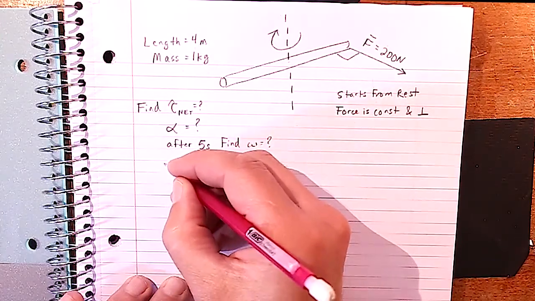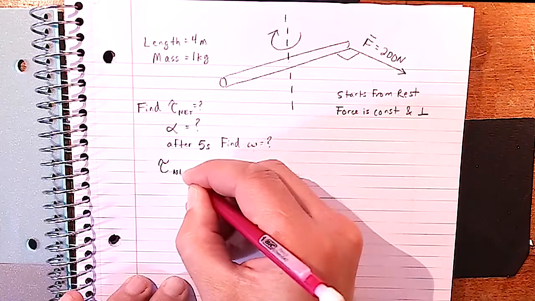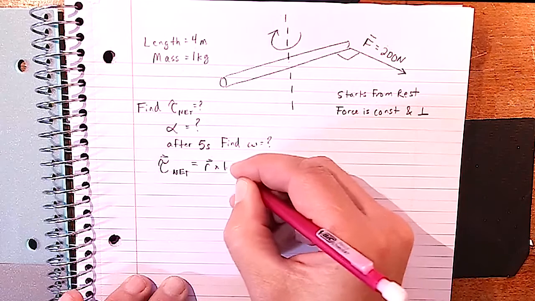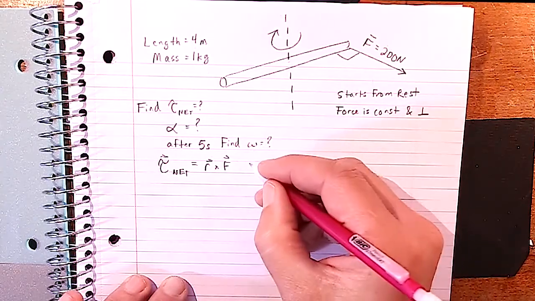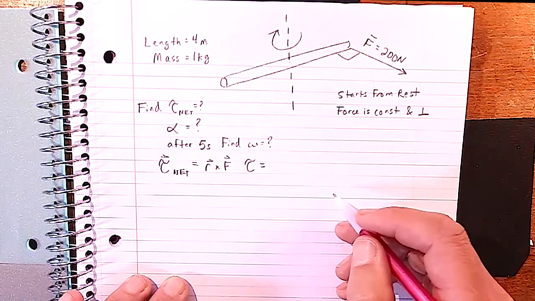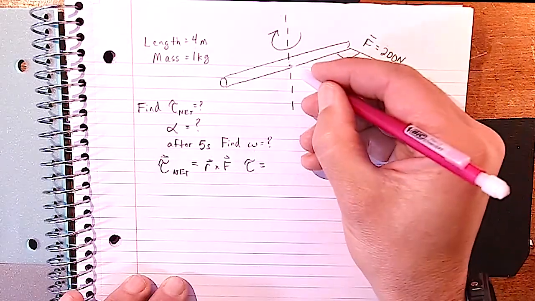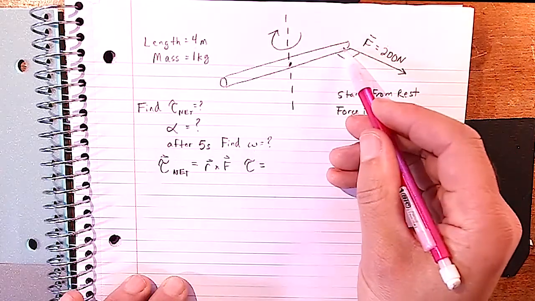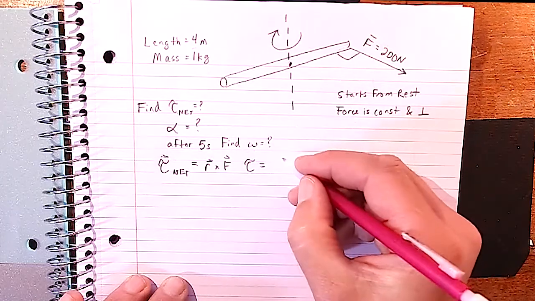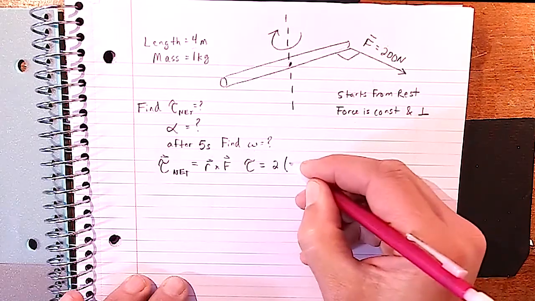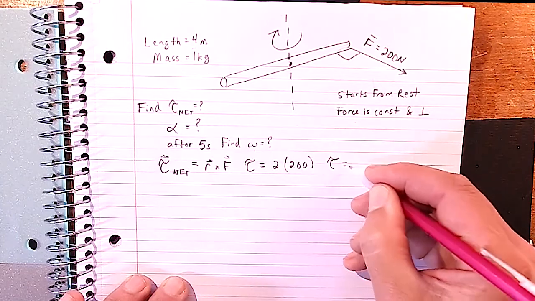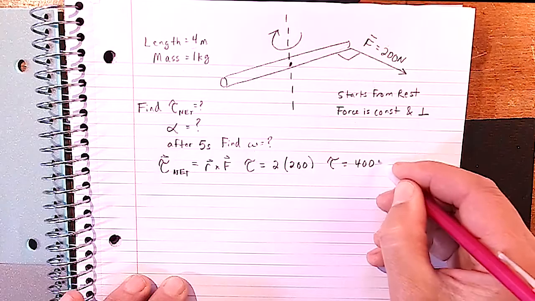So for the first question, we can just do net torque equals R cross F. And it's pretty easy because all we have to do is throw those numbers in. But where is this force acting? It's acting from this axis of rotation. So it's not the length of the bar, it's half of the length of the bar. So that's going to be 2 meters times the 200 newtons of force. So what's the net torque? That's just going to be 400 Newton meters.